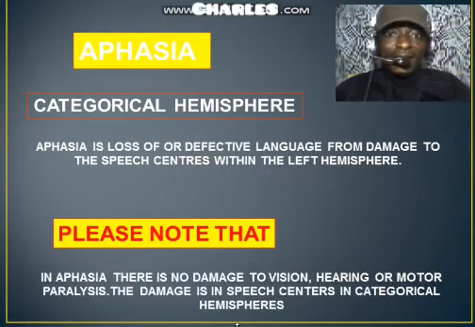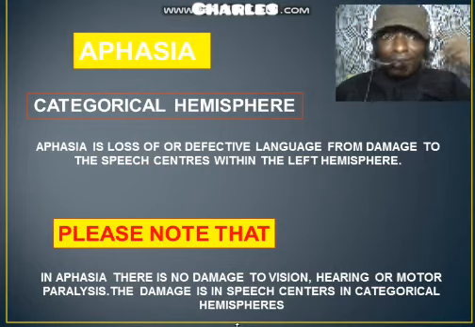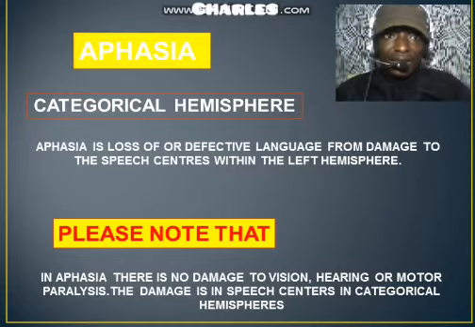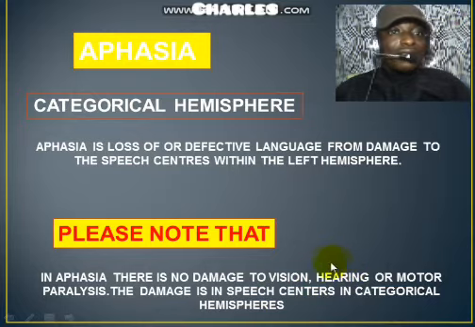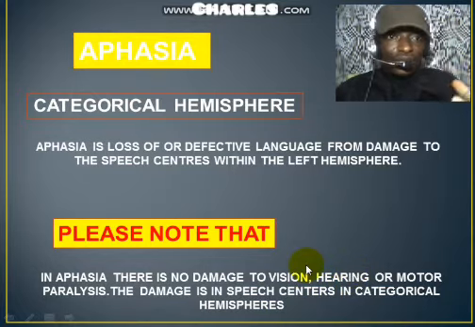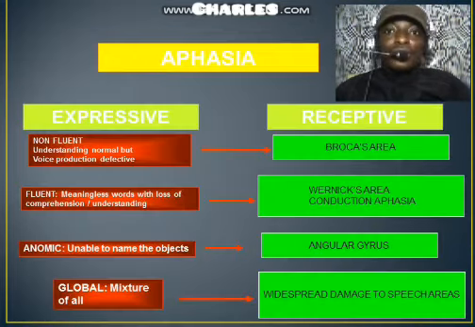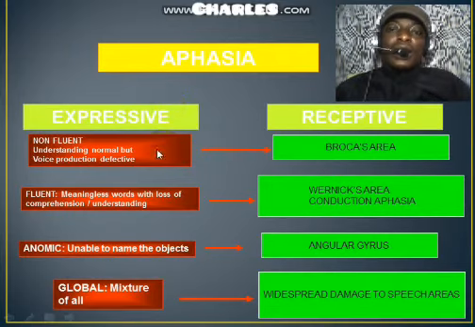Alright? Now, they don't cause damage to sight or hearing. Neither do they cause paralysis. The damage is only restricted to the speech centers in the categorical hemisphere. Okay, so it does not affect the optic nerves or the auditory nerve, or those centers or structures that are involved in vision and hearing. Alright, good. Going forward, now we shall look at the different types of aphasias and their causes.